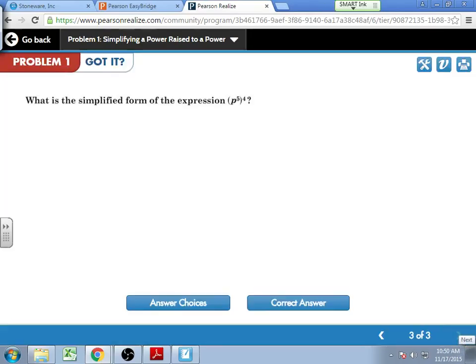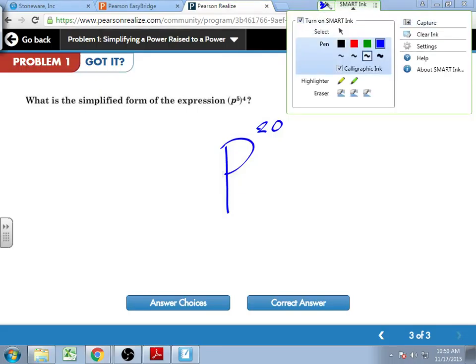Yeah, p to the 5th to the 4th is p to the 20th. The biggest mistake I'll see is people accidentally adding them instead of multiplying.